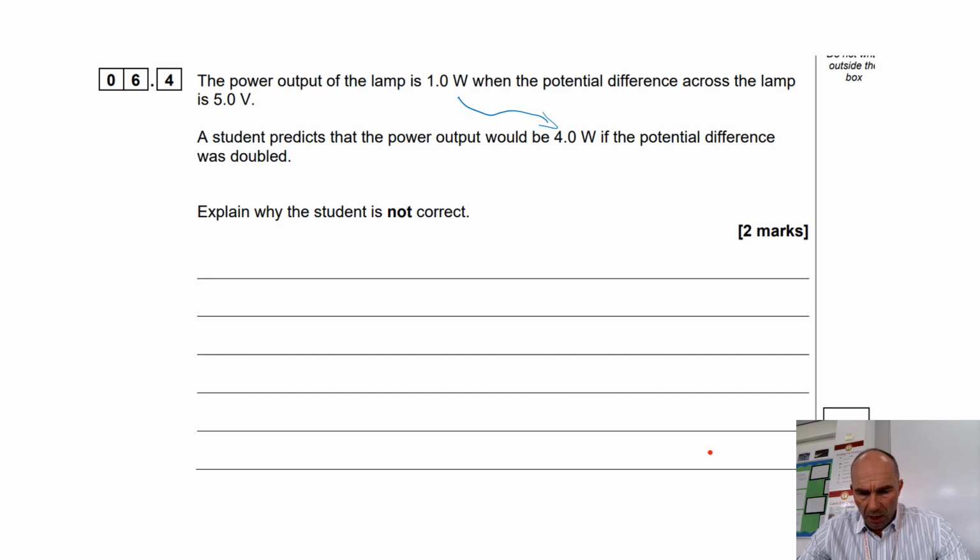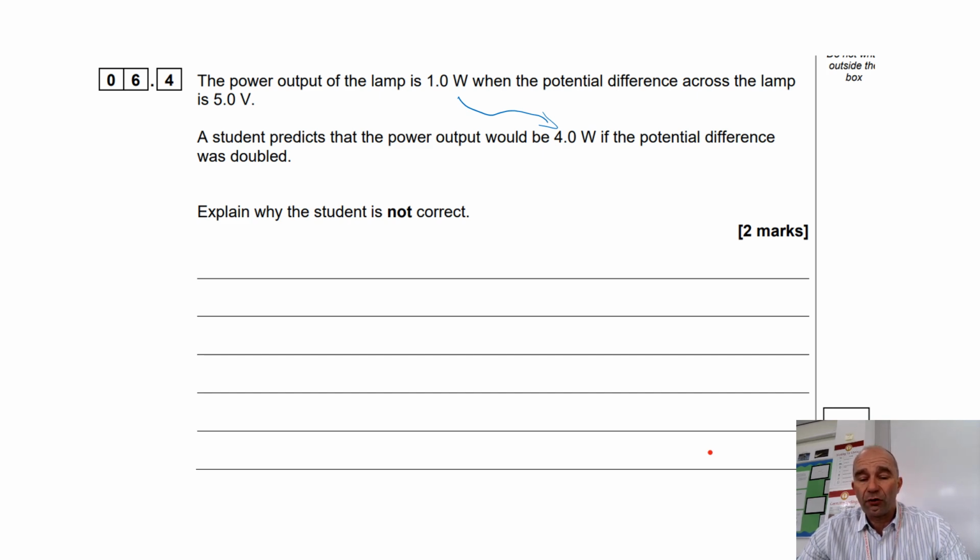Now, theoretically, if we doubled the potential difference, we're only actually going to need to double the power. You'd also need the current to double. Now, if you look at the graph, that is not going to happen because we don't have a straight line. So that graph shows that our filament bulb is not an ohmic conductor. It means it doesn't obey Ohm's law, and it means that the potential difference is not directly proportional to current. Therefore, if we increase the potential difference, our current isn't going to double because the graph isn't directly proportional. So that is why the student is not correct.